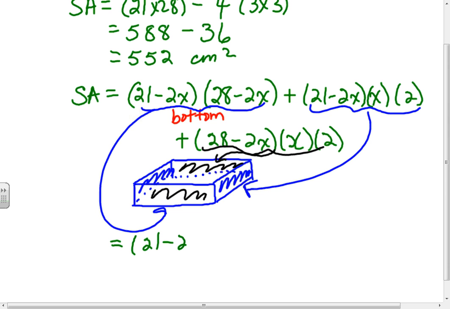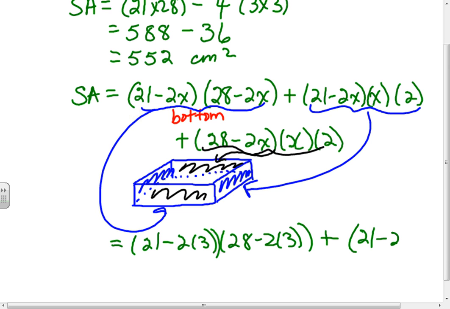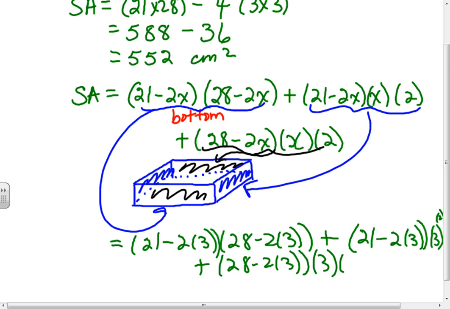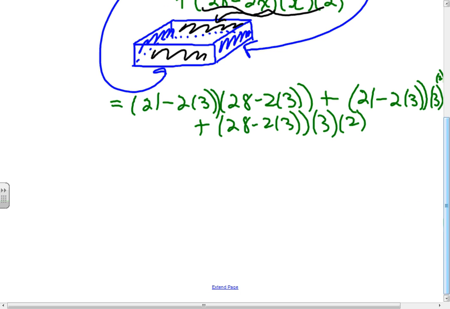21 minus 2 times 3 times 28 minus 2 times 3 plus 21 minus 2 times 3 times 3. It's long and complicated, but sometimes rearranging the formula before you substitute can be helpful. This is a times 2. I'm going to sneak that 2 in there. Plus 28 minus 2 times 3 times 3 times 2. So we should get to the same place if we're careful with our arithmetic.